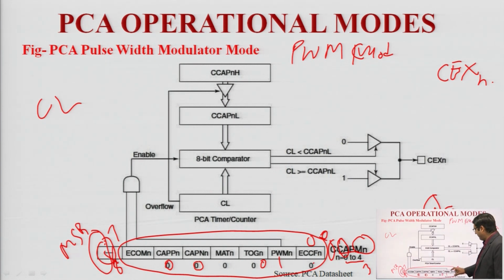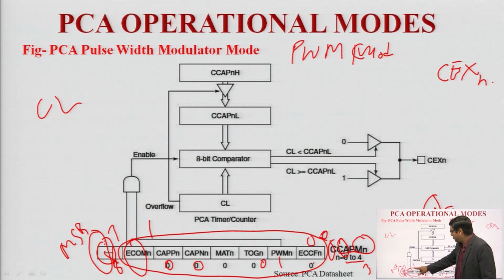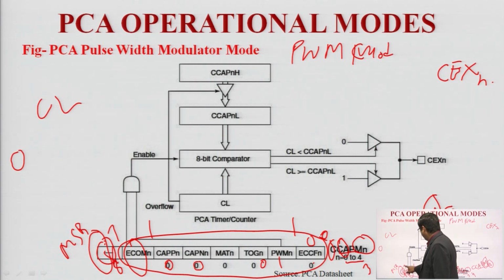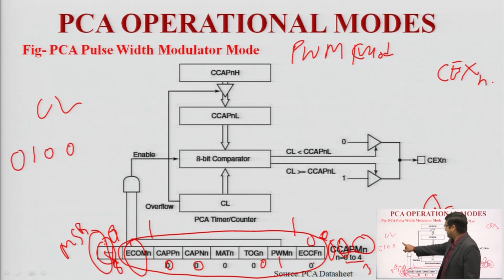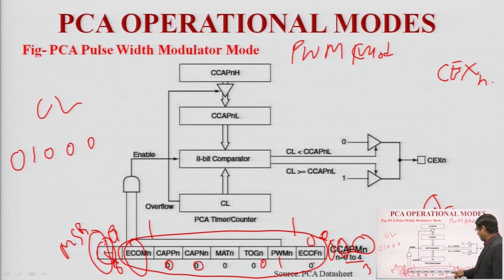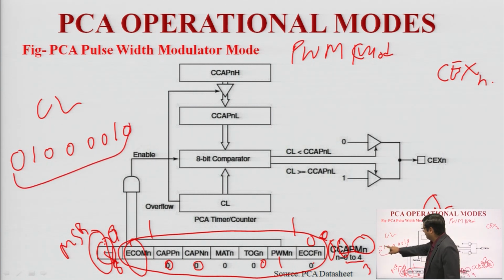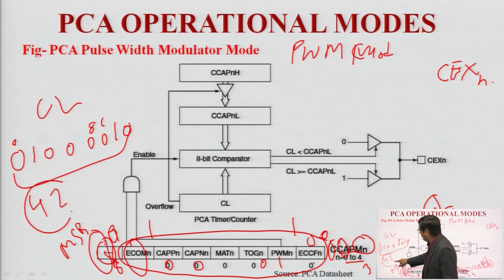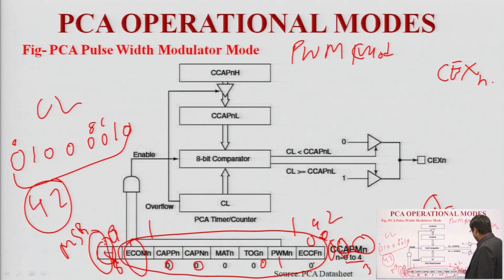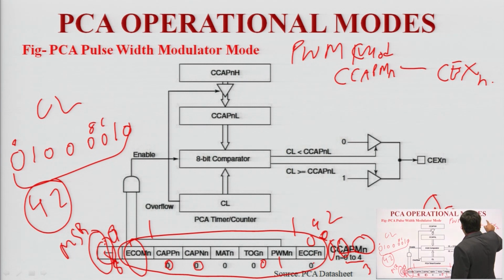So, what do we have left? We have left the PWM and ECOM, so these should be 1. So, what will be the value? First one is the MSB side, it is 0, we did not have any value, then 0, 1, 0, 0, 0, 1, 0. So, what will be the value? 8, 4, 2, 1 and 8, 4, 2, 1, giving 42. So, CCAPMn has a value of 42.